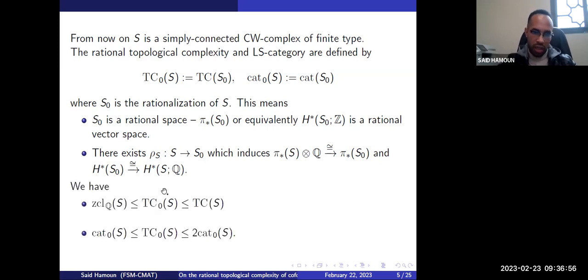And here, note that the rational topological complexity lies between the zero divisor cup length of S and the usual topological complexity. And we note that the rational versions of the homotopy invariants TC and cat satisfy the same inequality satisfied in the usual case. We have TC0 lies between cat0 and 2 times cat0.